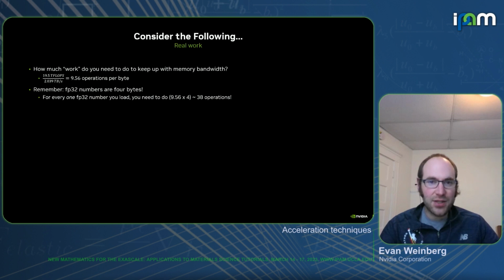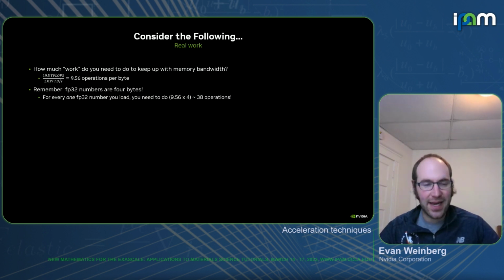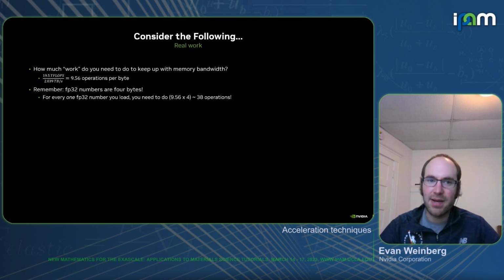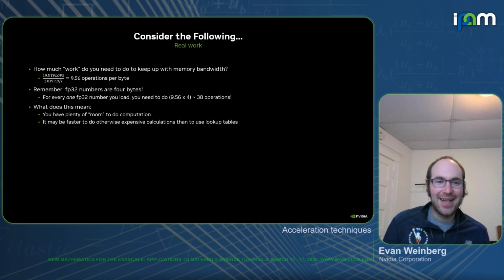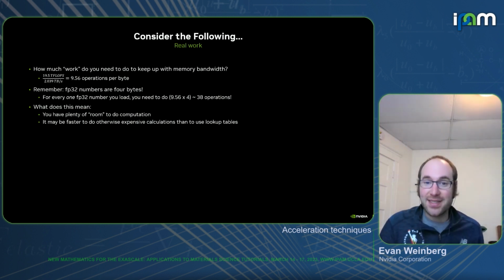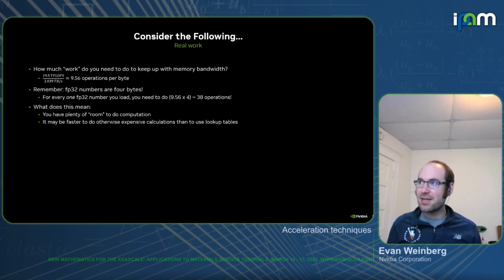In contrast with CPUs, I forget the rough number off the back of my hand, but it's historically order 1, might be a little bit more at this point, which is a statement of a ratio. CPUs may have fewer teraflops, but also slightly lower memory bandwidth for cases where it's fast DDR memory, but not HBM memory. So what this means is you have plenty of room to do computation. It may be faster to do otherwise expensive calculations than to use lookup tables.